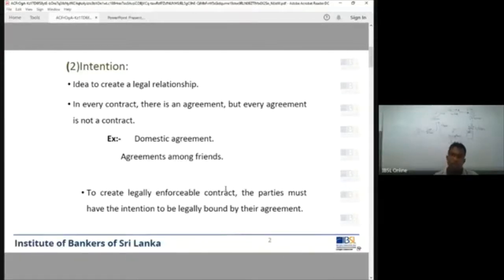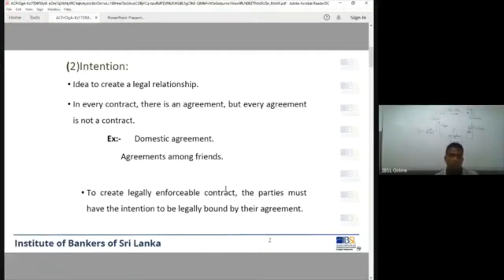Then another example is agreement among friends. So when we meet our friends, we make promises. Our friends accept our promises, and friends make promises. We accept their offers or promises, and also we breach our promises, and they breach their promises.